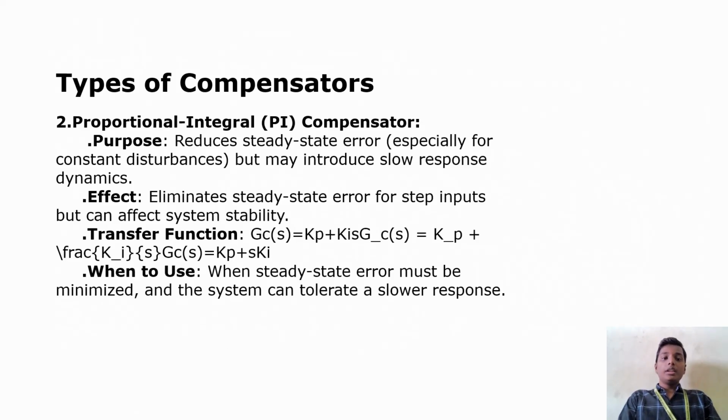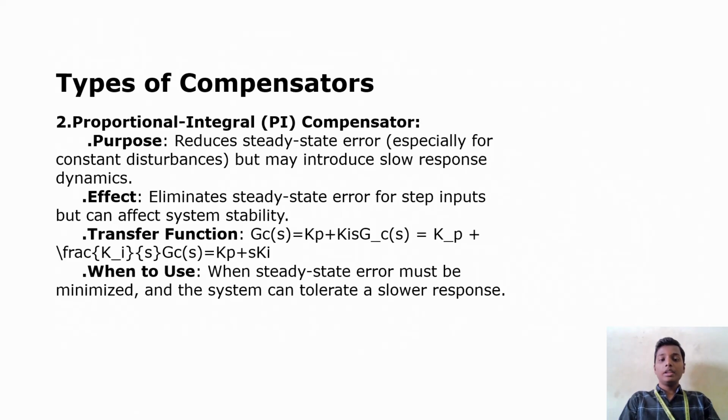Second one, proportional integral compensator, simply called the PI compensator. Purpose: reduces steady state error, especially for constant disturbances, but may introduce slow response dynamics. Effect: eliminates steady state error for step input but can affect system stability.